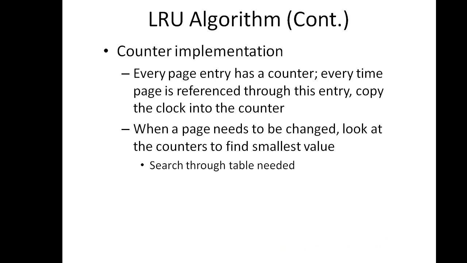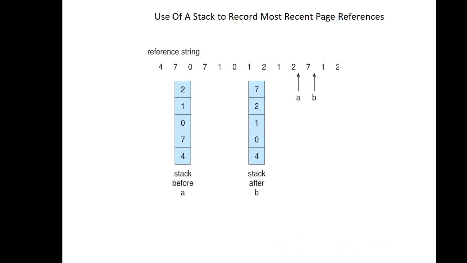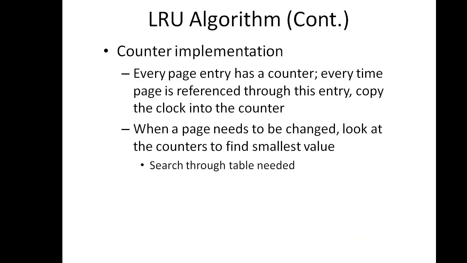Every time a page is referenced, the clock will be incremented and that particular value will be copied to the time of use field in the page table entry for that particular page. So whenever we check that particular page, we will be getting the time of use. We replace the page with the smallest time value. The value which is smallest among all of those will be taken for replacement.